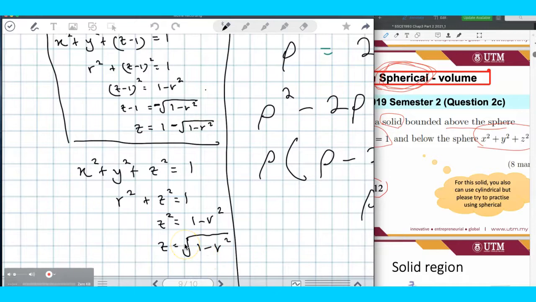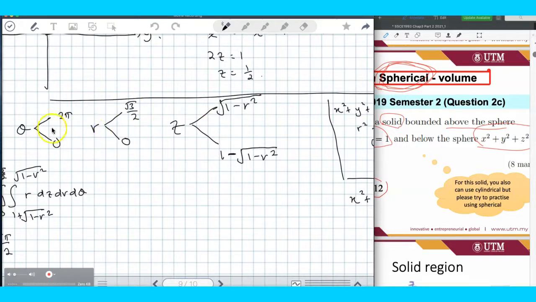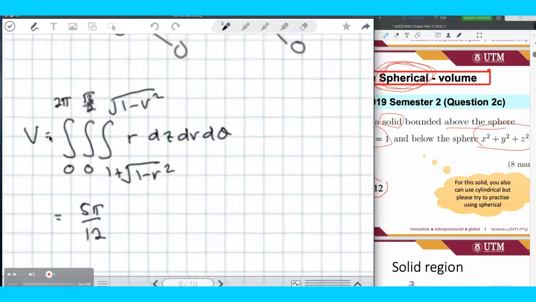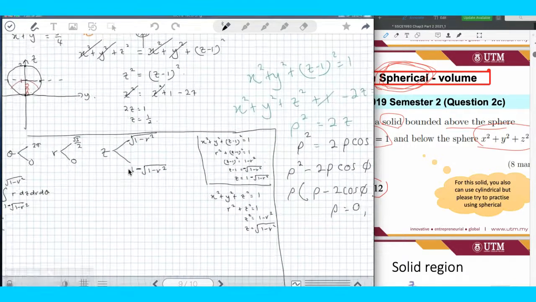Alright, so now we have obtained the limits of z, r and theta, and we put them into the volume formula using cylindrical coordinates. When you evaluate this, please evaluate it yourself. This one should be negative, and you will obtain the value where the answer is the same as what you got using spherical coordinates. You can see that using cylindrical coordinates is easier, but you have to be careful in choosing the correct z, whether it is the positive square root or the negative square root.